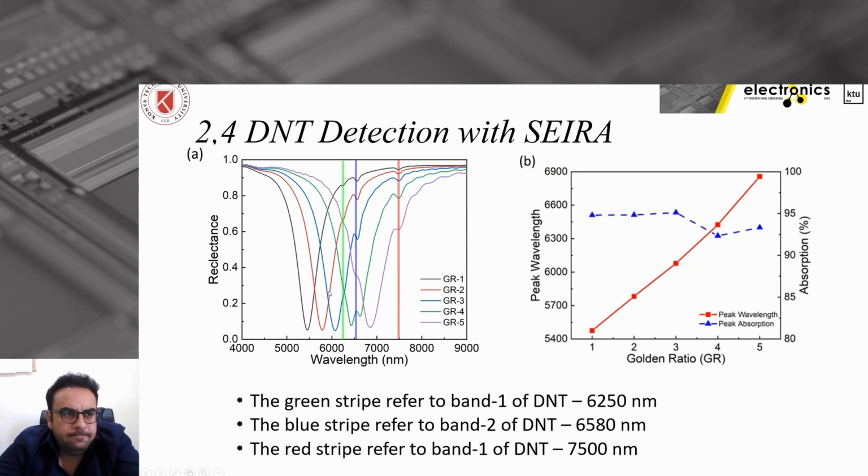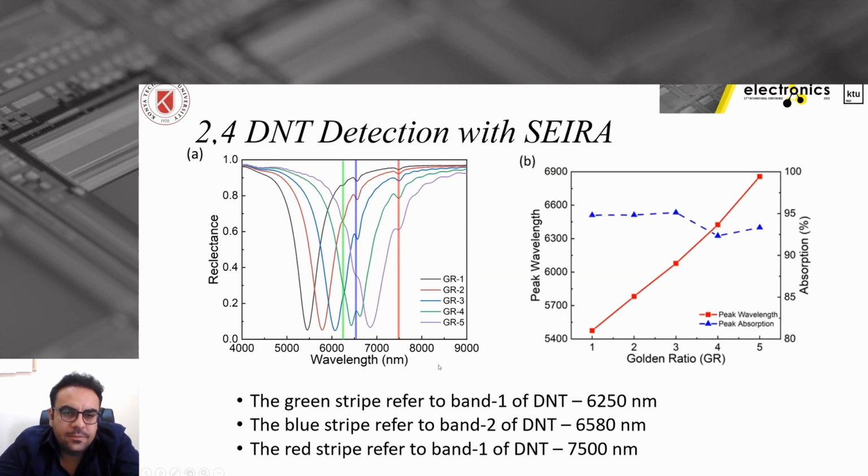And in this study, the numerical detection of DNT was performed using the SEIRA method with a plasmonic nanoantenna structure. In SEIRA spectroscopy, the vibrational modes of molecules coincide with the resonance frequency of the plasmonic antennas. Therefore, in this method, the absorption dips caused by the vibrational modes of the target molecules are detected in the absorption spectrum of the plasmonic antennas.